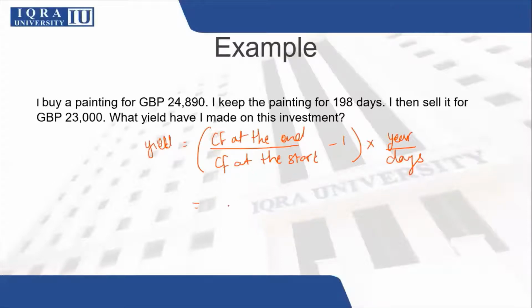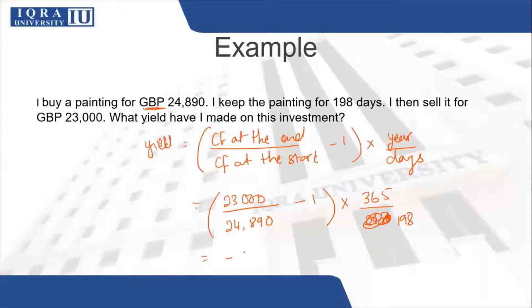So the cash flow at the end is 23,000 and the beginning cash flow is 24890, minus 1. The year, now you're dealing with British pounds, so the year number of days will be 365, divided by 198. So if you solve this, you get negative 0.1400. A negative simply means that there has been a loss instead of a profit. So that means there has been a negative 14% loss on this investment.